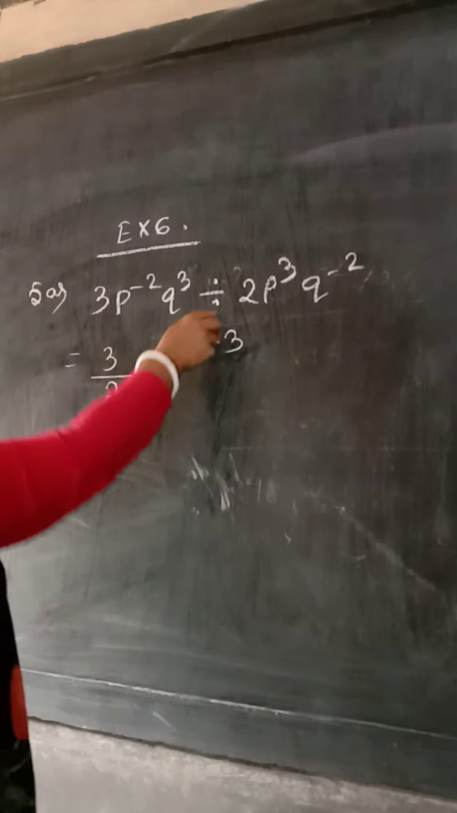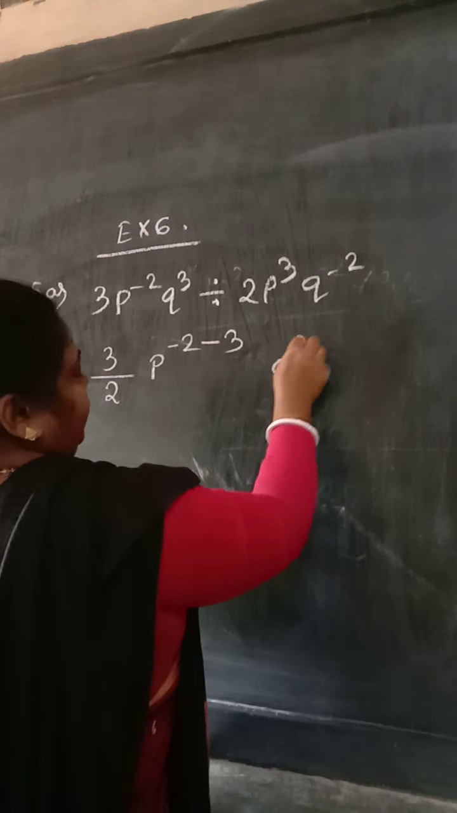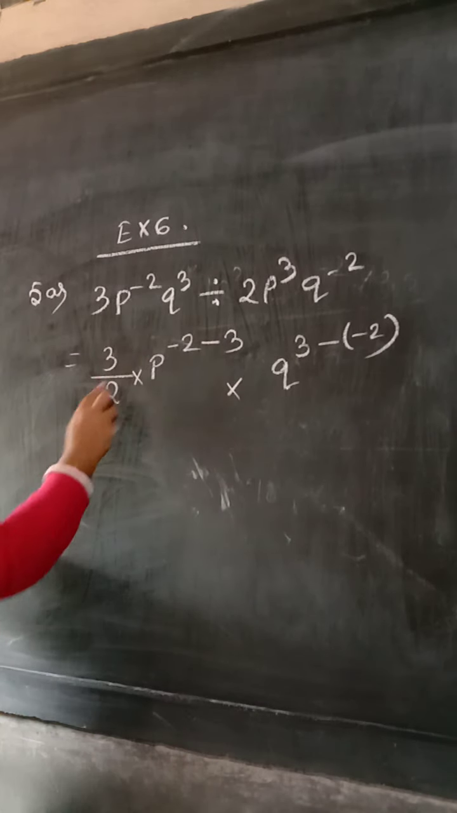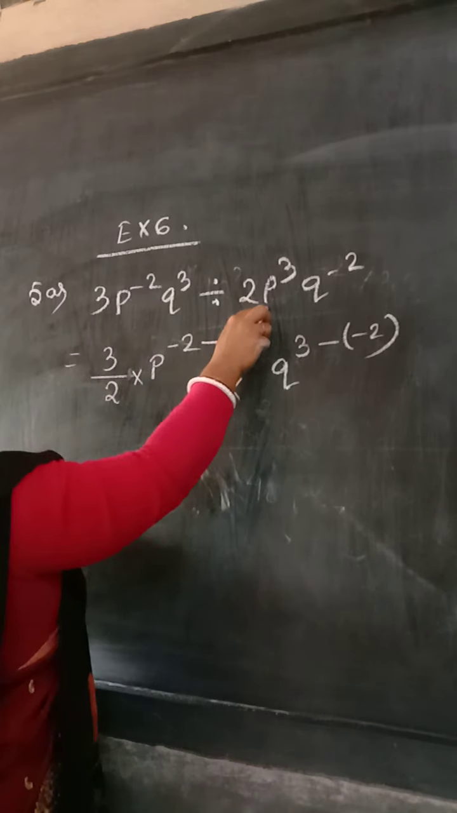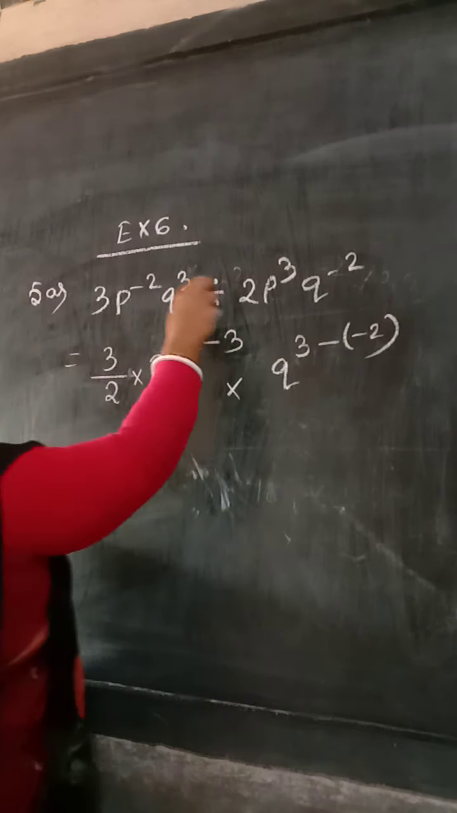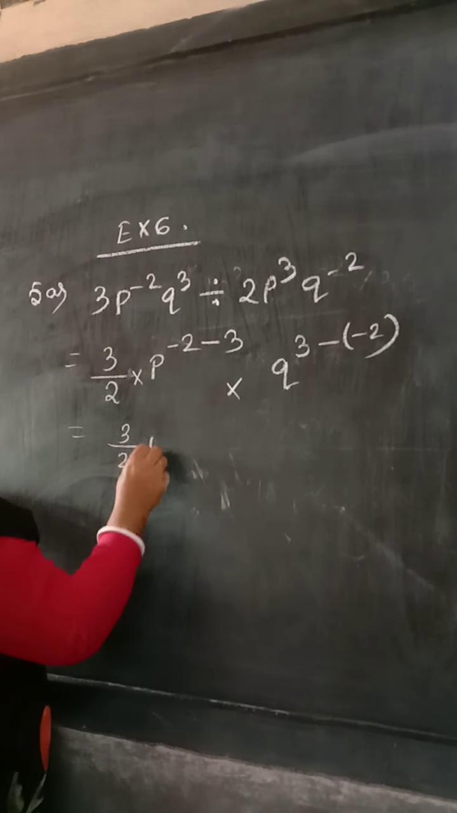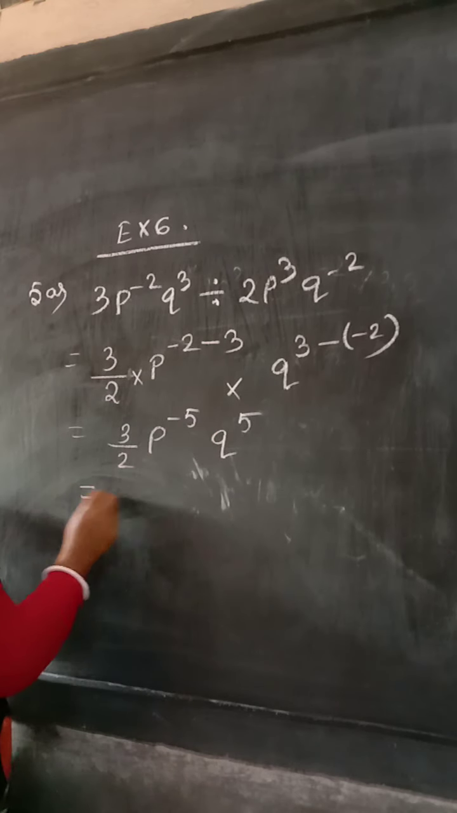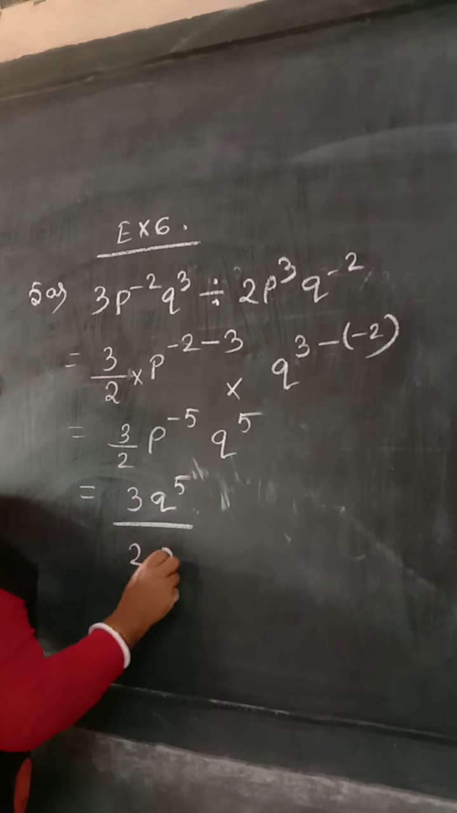3. So in division we can subtract the index. Then q to the power 3 minus 2. This we have learned. If the bases are same, we are subtracting the index in division. If the bases are same, again we are subtracting the index. So we are getting 3 by 2 p to the power minus 5 and q to the power 5. Or I can write 3q to the power 5 by 2p to the power 5.